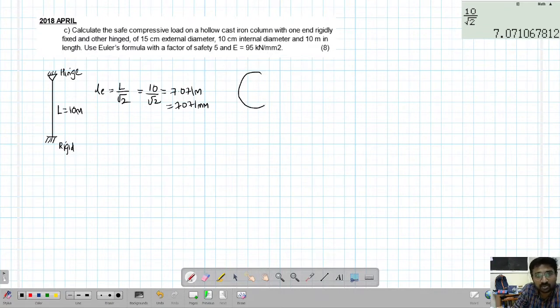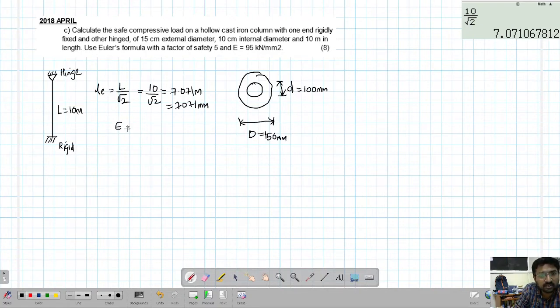Then the dimensions of the column are given. It's a hollow column. The external diameter, capital D, is 15 centimeters, so 150 mm. The internal diameter, small d, is 10 centimeters, so 100 mm. Be careful about the units. The other data given is E, which is 95 into 1000 Newton per mm square. Newton per mm square is nothing but MPa, so remember that 1 MPa is 1 Newton per mm square.